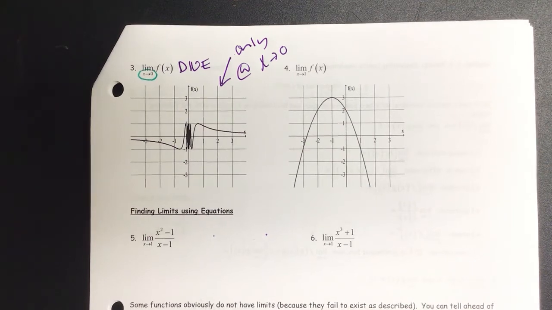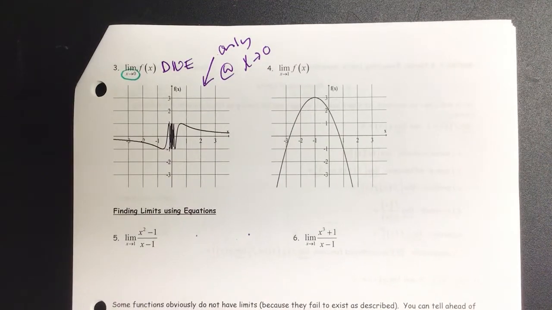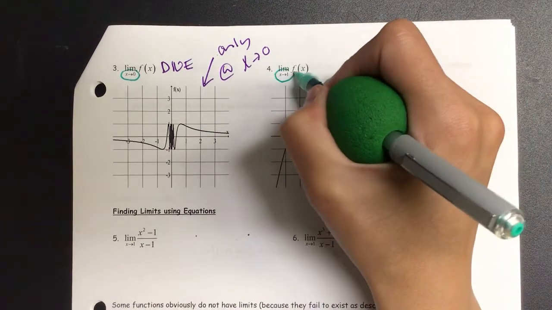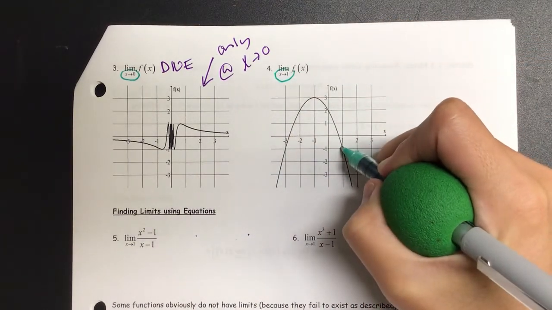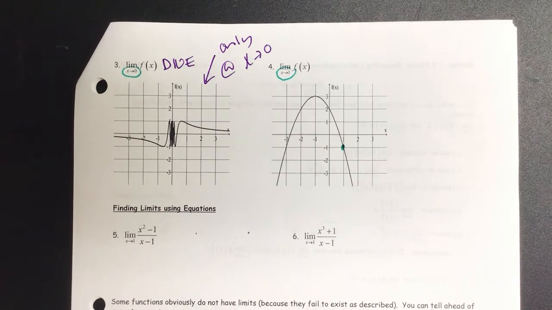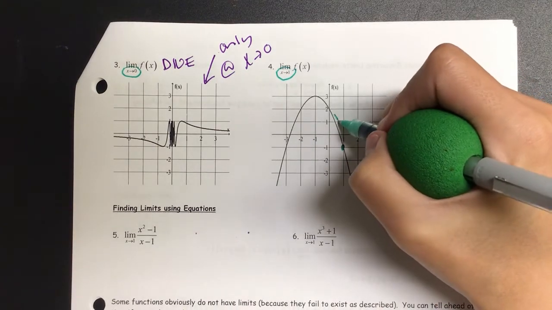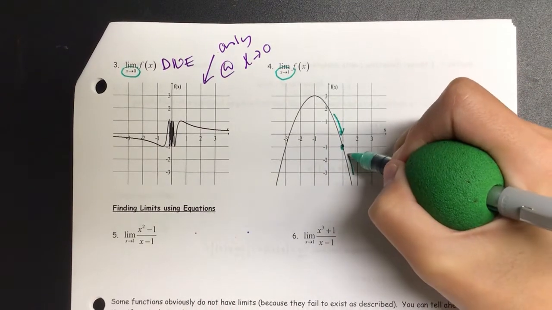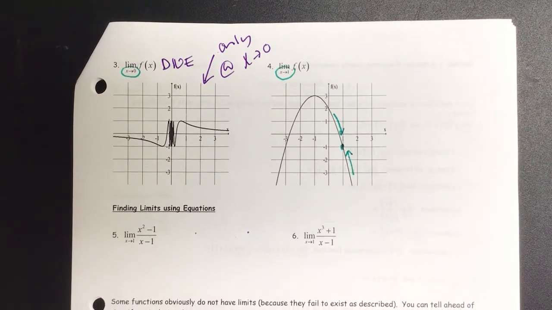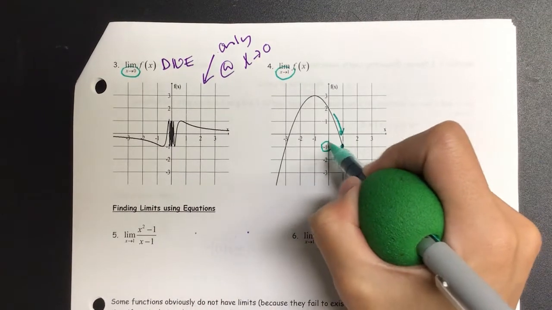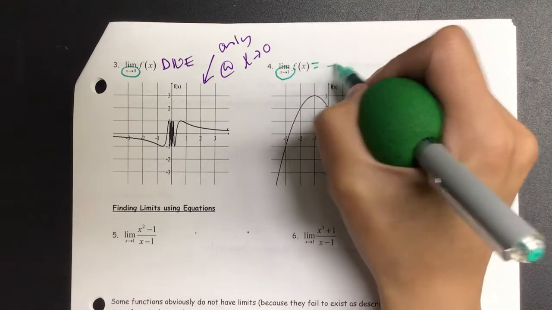On number 4, what number are we approaching on this one? So let's find where 1 is. Here's 1, and let's put a dot so we know that's the number we're about to get to. From the left and from the right, am I approaching the same number? Yes. What number am I approaching? Negative 1.